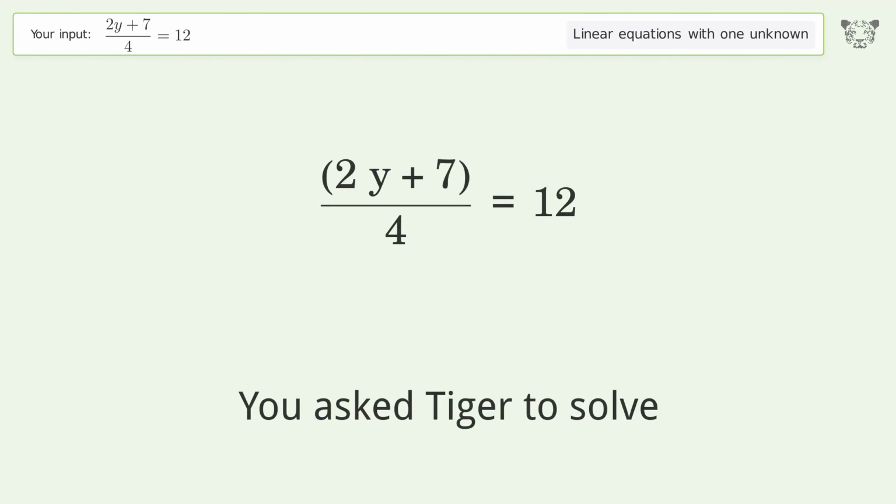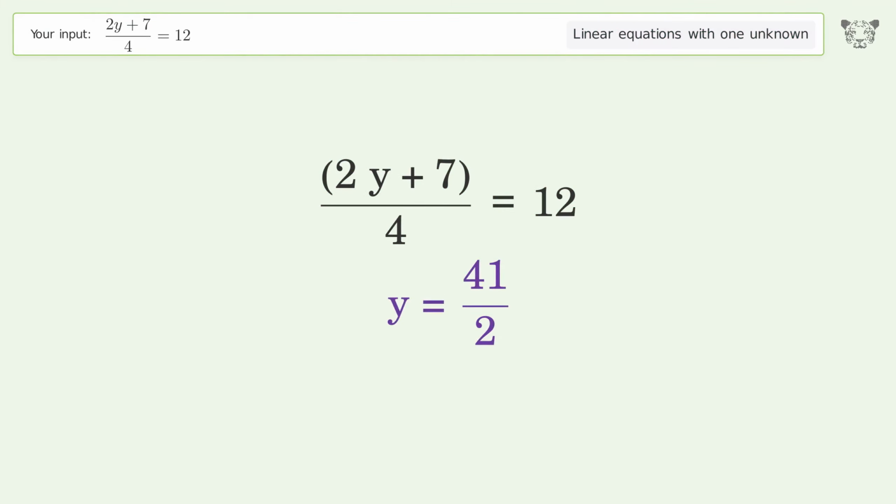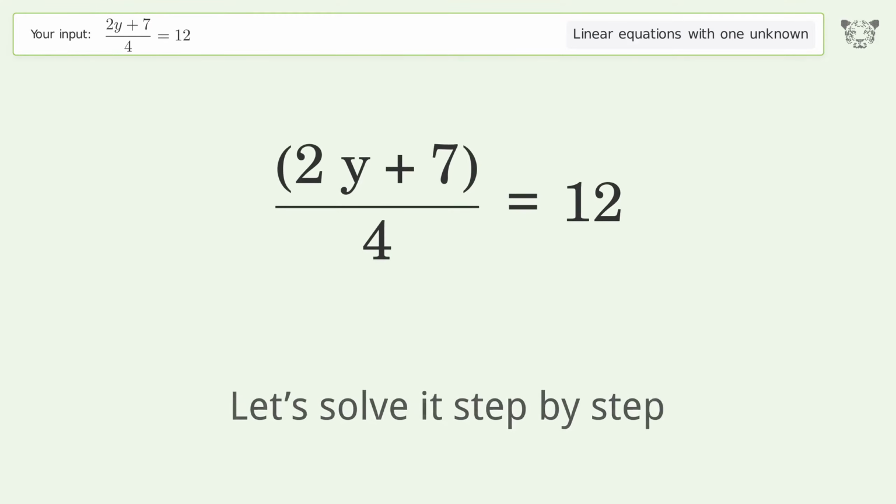You ask Tiger to solve. This deals with linear equations with one unknown. The final result is y equals 41 over 2. Let's solve it step by step.